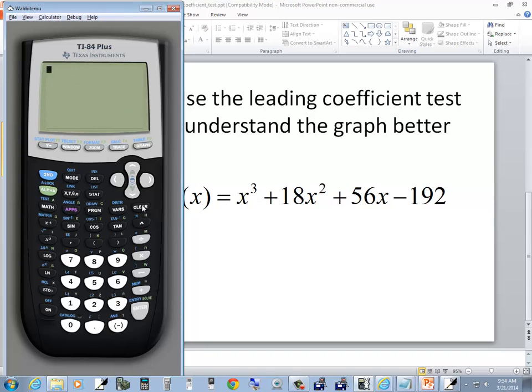Okay, so I'm going to press my Y equals, press clear to clear out whatever's in that line. Then I'll do my X key and then caret 3, plus 18 X squared, plus 56x, minus 192. And then press graph. And that would be our graph.